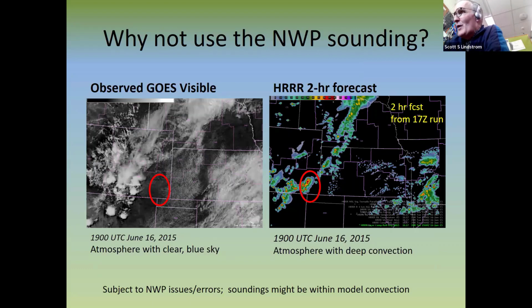You might ask yourself, well, why don't I just use data from a numerical weather prediction model? Well, as shown here, convection can develop in a model where it's not observed. Wouldn't it be better on the left-hand side to use observations from a satellite rather than the erroneous features that are going to be in the model?